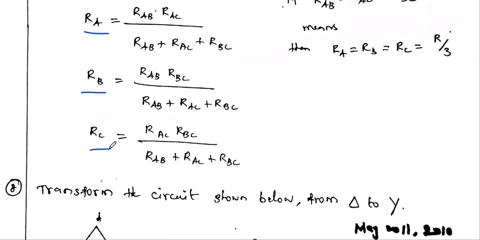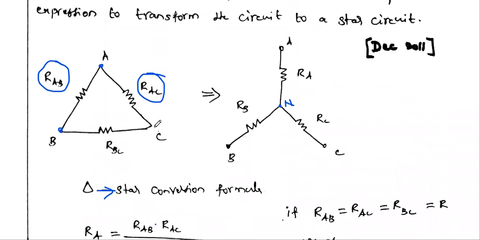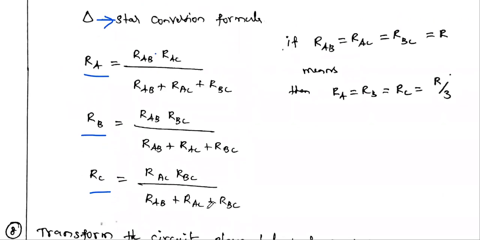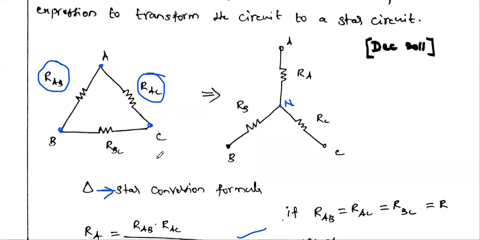Similarly, RC is calculated by, in node C, what are the two resistances connected in delta? RBC and RAC. So you multiply those two values divided by the addition of the three. So this is called the resistance value in star network. So this is the formula in order to convert this delta network into star.